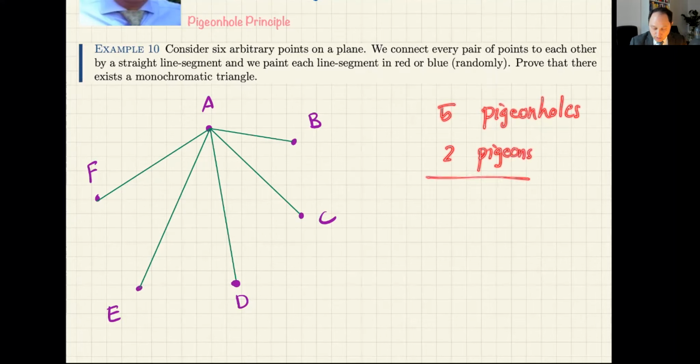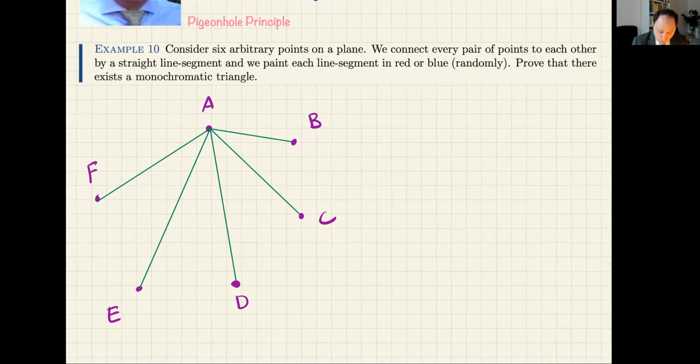So how many of these pigeonholes receive the same color? Can you say something about the number of edges with the same color? 3 and 2. So I mean, this is inevitable. Yes, it might happen that all of them are red. This is possible, but at least 3 of these lines are of the same color. Do you agree with me or not? Yes.